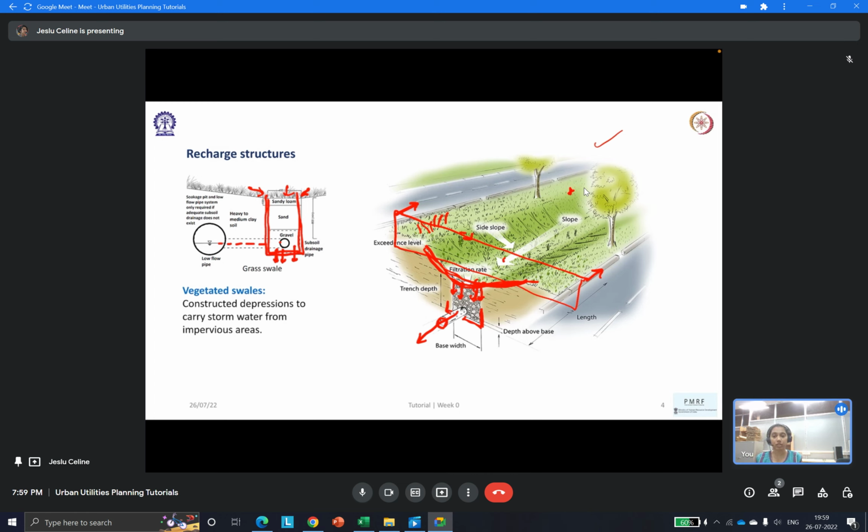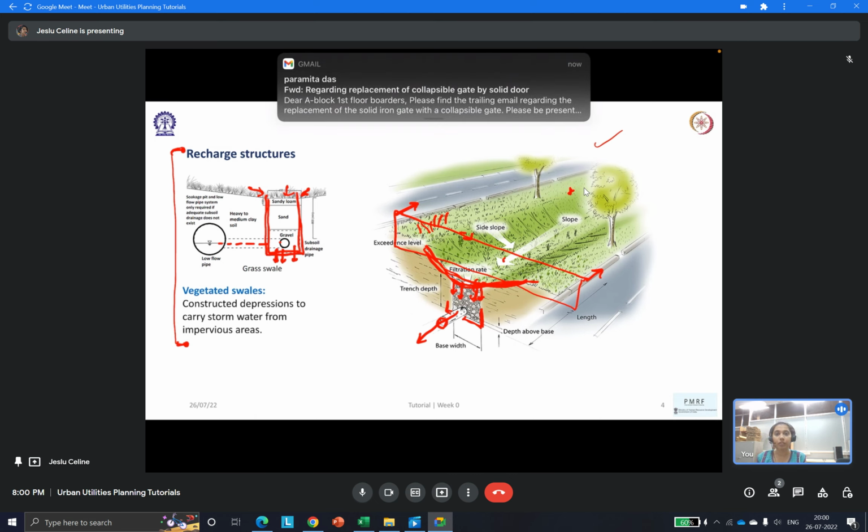So this is a vegetated swale, and this has been taken directly from the presentation which is there in week one's lecture series. So you can refer to that if required, or if you feel that a more detailed explanation is required. So again, we are in a position to know that a vegetated swale is a very good example of a stormwater recharge structure.